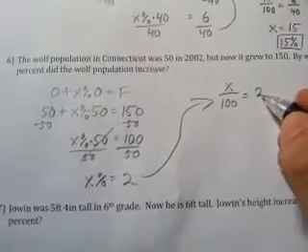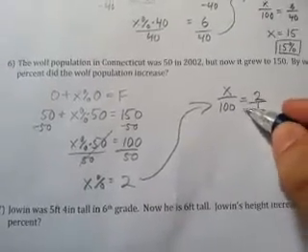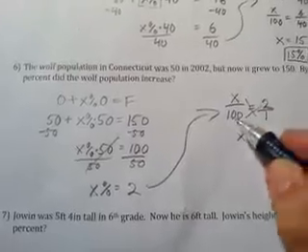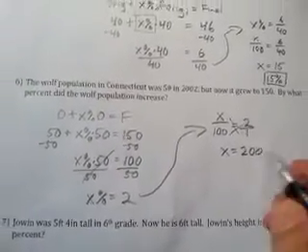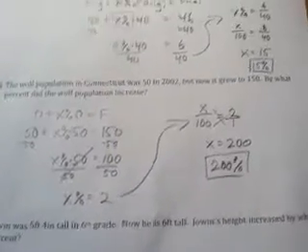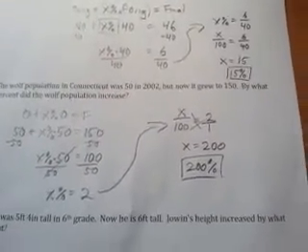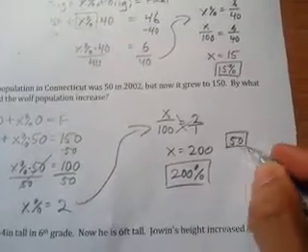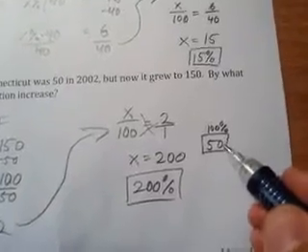But how do I write 2 as a fraction? I could write it as over 1. I cross multiply, and what do I get? I would get X times 1 is X, and then 100 times 2 is 200. So I get 200% increase. Well, what on earth does that mean? Well, think about it, because, for instance, first I was at 50, right? And that was 100% of the population. That's what I started with.